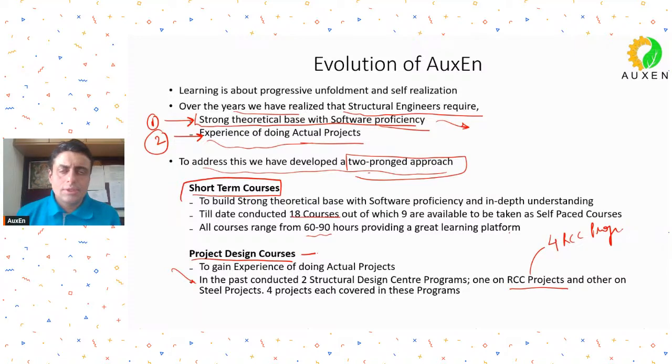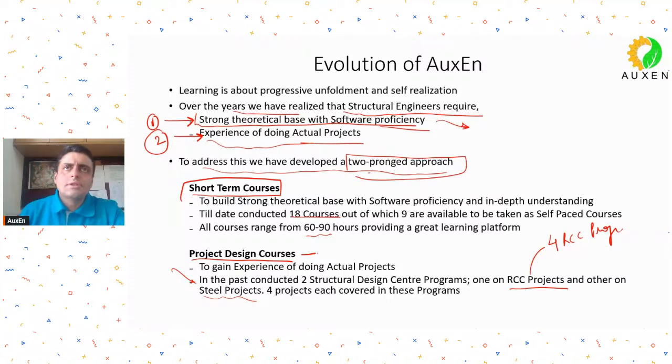One was a residential house. The other was a commercial building. The third was an infrastructural project. The fourth was an RCC industrial project. So we covered four RCC projects. These were full-time programs, and we also covered one on steel projects. In that, we covered four steel projects. One was an industrial steel structure, a big industrial project. The other was a big PEB industrial shed. Third was a steel commercial building, and fourth was what?